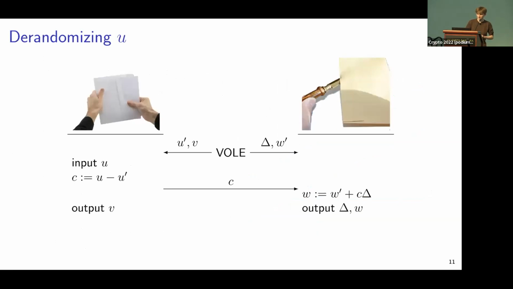So once we have this vector OLE, the next step is the de-randomization. De-randomization is a well-known technique that turns some of the outputs of the correlated randomness into inputs instead. In this case, we can use it to control u from the VOLE and change it to the u we want. So the sender computes a correction c, which is just the difference between what it got and what it wanted, and gives it to the receiver. And then the receiver multiplies it by delta in order to correct the result to make it match.